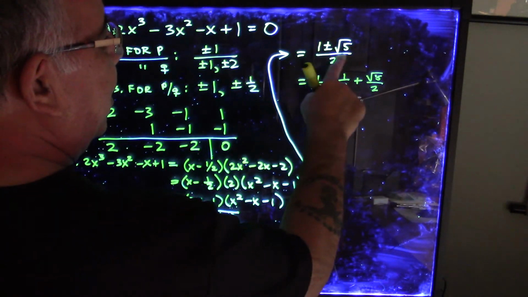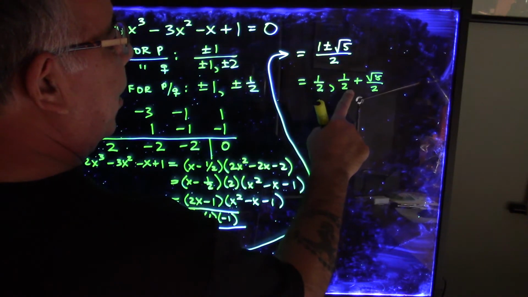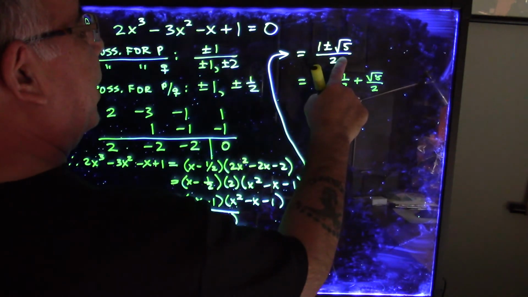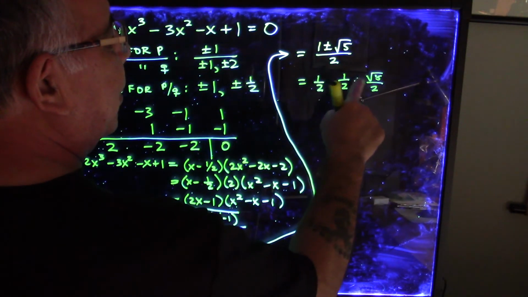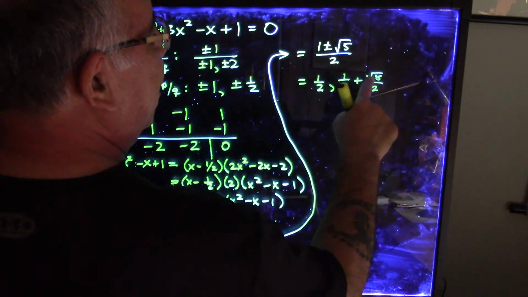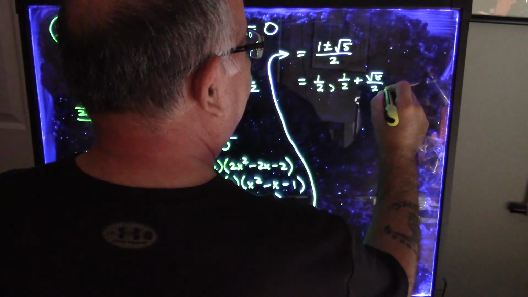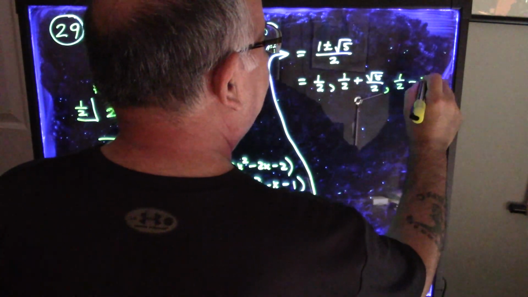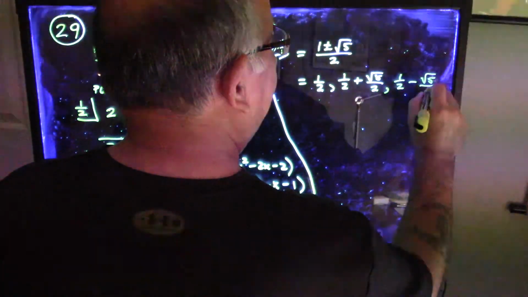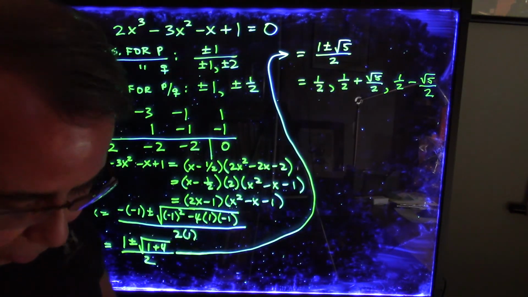All I did was split up the numerator over the denominator. If you go backwards, start with this, you can get up to here. They both have a common denominator, so you add the numerators, right? So you get 1 plus square root of 5 all over 2. And the same thing with 1 over 2 minus square root of 5 over 2. So there are your 3 roots, 3 zeros.